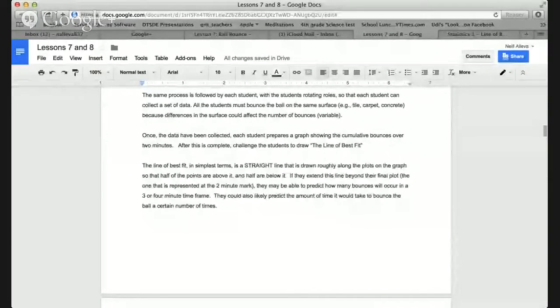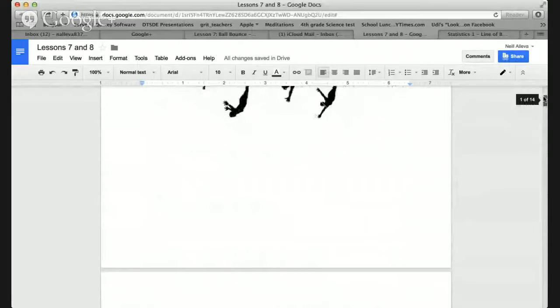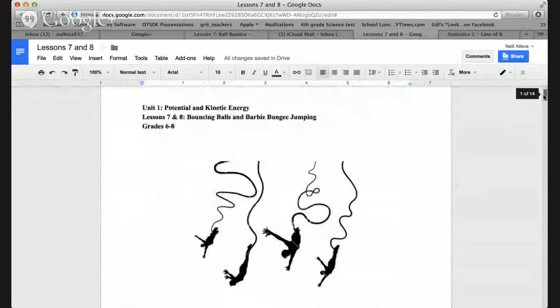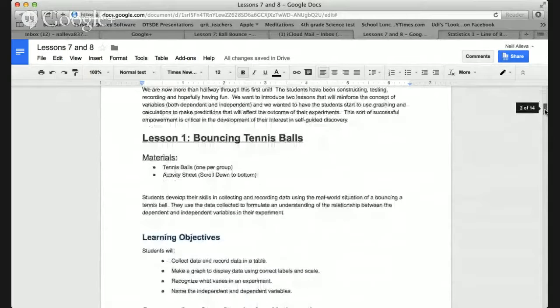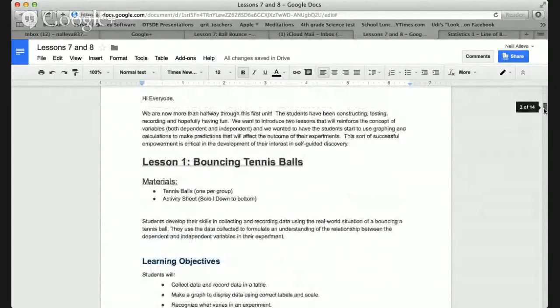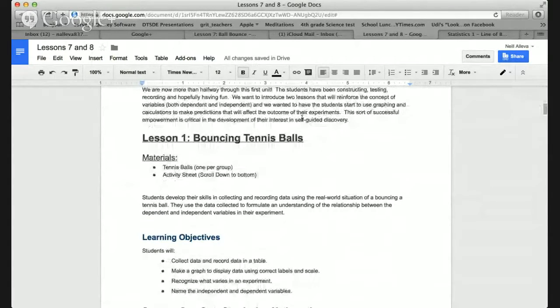Okay, you were sent a PDF file of the next 2 lessons, and the one I'm going to concentrate on now is lesson 7, which is the bouncing of balls. So here we have your lesson plan, a little introduction that we wrote, and really all you need is tennis balls, 1 per group, and an activity sheet, which is down at the bottom of the page.